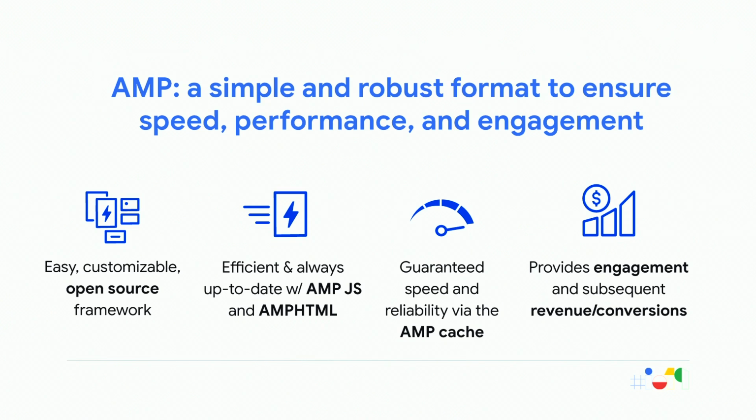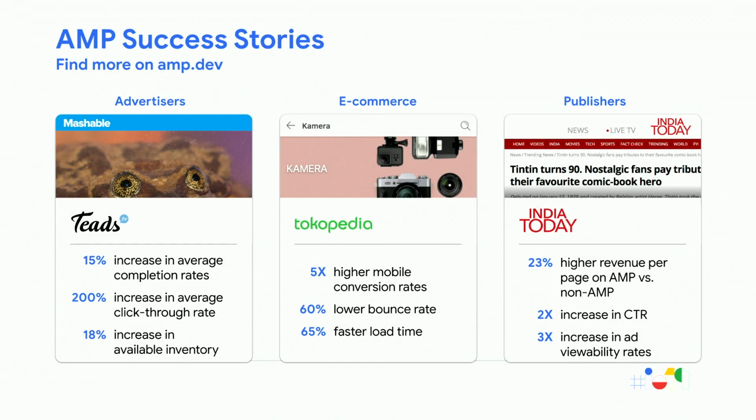Now, one other important feature of AMP is that it's always up to date. If you build with AMP, you have a team of engineers at your disposal working to ensure your own site is constantly upgraded to the latest version. From an engagement and revenue perspective, the performance benefits can be really meaningful. Sites that build with AMP are seeing higher conversion rates, lower bounce rates, increases in click-through rates, higher revenue per page, and more. And that's whether you are an advertiser, a publisher, an e-commerce site, or something else.